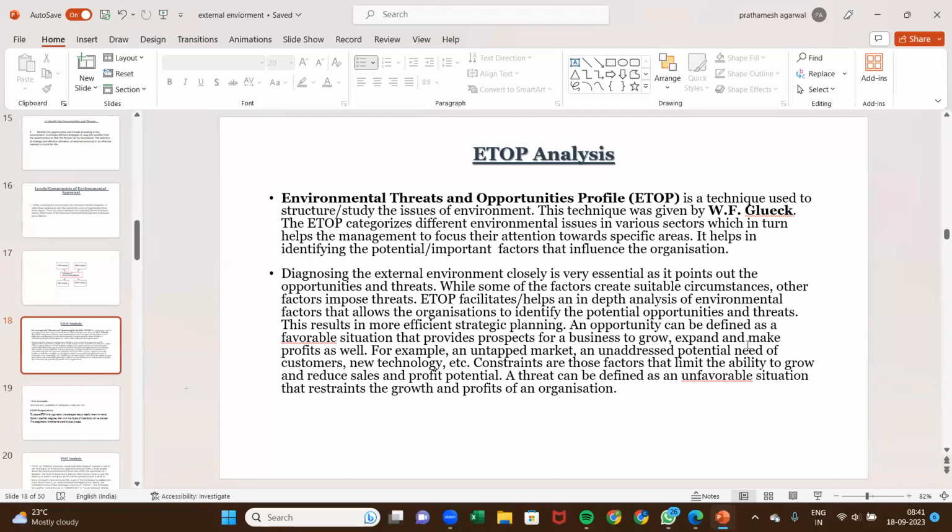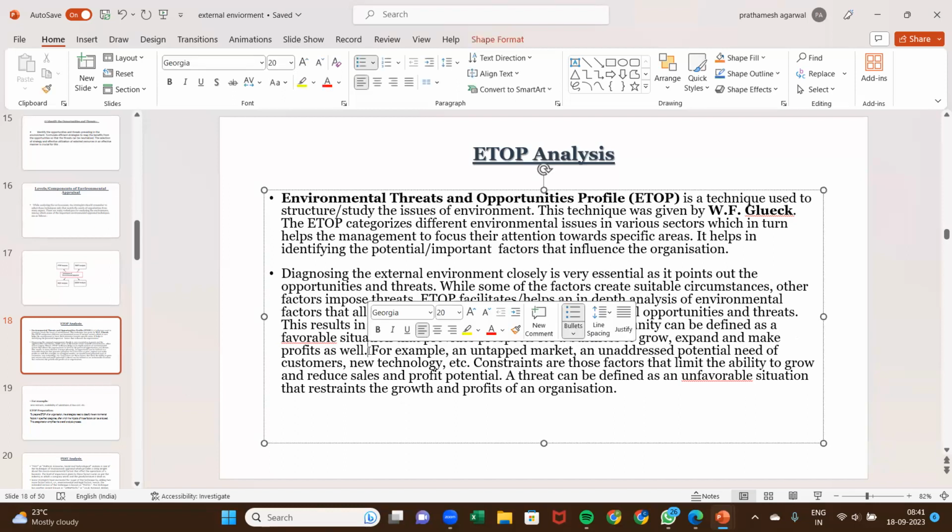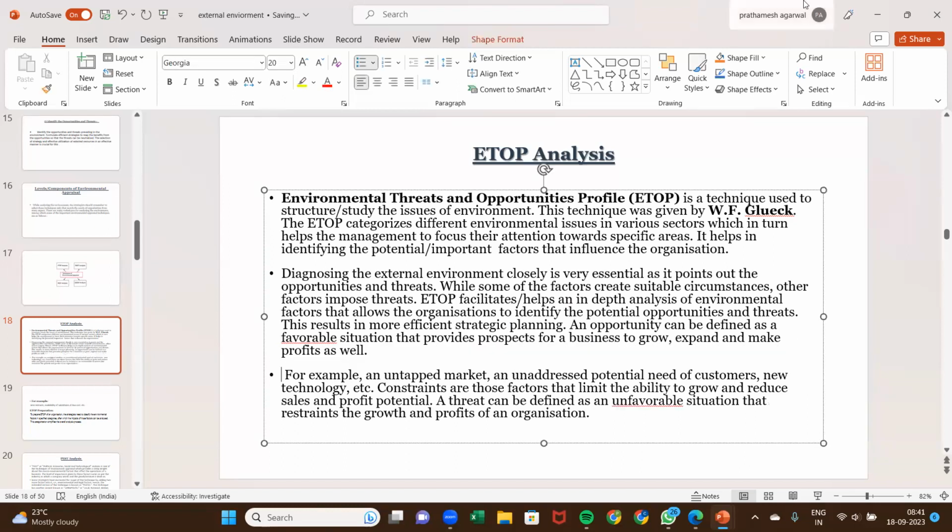An opportunity can be identified as a favorable situation that provides prospects for business to grow, expand, and make profits. Now, for example, an untapped market and address potential needs of customers. Your market is untapped, like we have never seen that market. Now we will see about this tapped market, untapped market when we study blue ocean strategy. And unaddressed potential. Unaddressed means the potential which was not taken care of, which was not seen. Need of customers, new technologies.